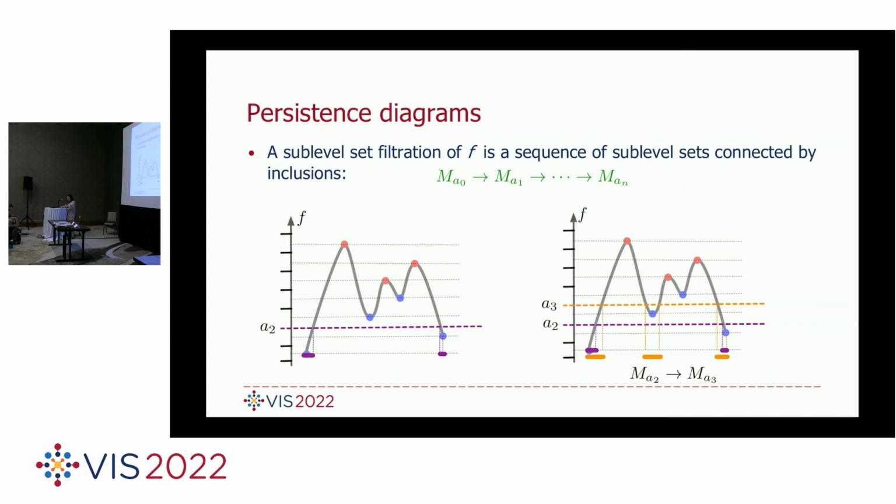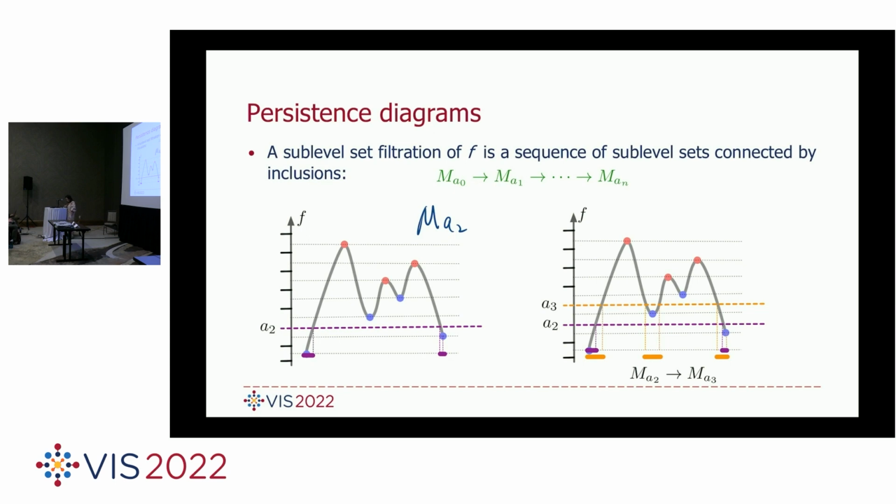Then when we construct a persistence diagram in the most classic sense, we're working with what's called a sublevel set filtration. So a sublevel set filtration is a sequence of sublevel sets connected by inclusion. What we mean by that is that, for example, in here, I pick a specific function value at A2, and I'm looking at what is in the sublevel set M_A2, which is all the part of my domain that is below my threshold. In this specific case, the part of the domain that is below this threshold is those purple intervals.